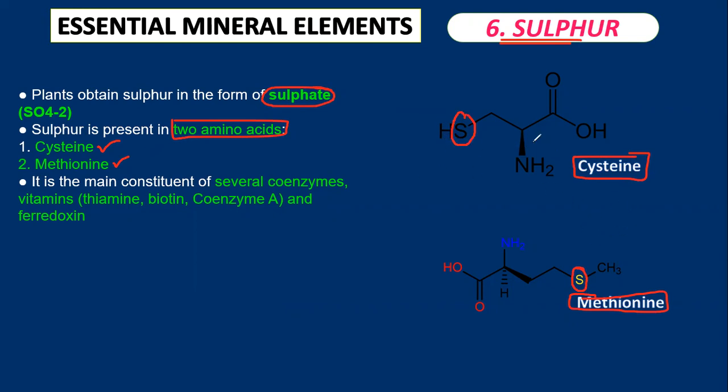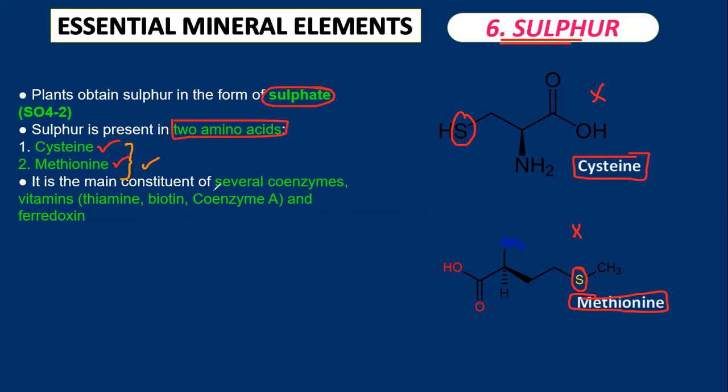You don't need to study the structure. I have included this structure just to make you understand the location of the sulfur. Sulfur forms an integral part of two amino acids, cysteine and methionine, which are sulfur containing amino acids. We have already studied about this in the chapter biomolecules as well.